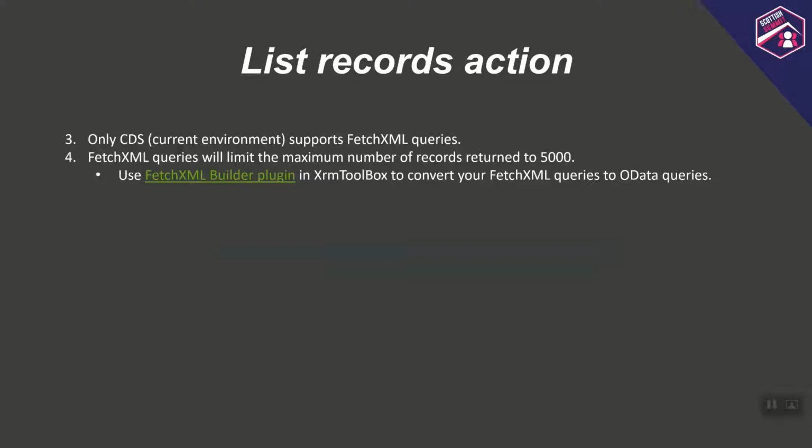Compared to the 100,000 record limit in OData, 5,000 is a very low number. You can get around this by converting FetchXML queries into OData queries. I use the FetchXML Builder plugin in XrmToolBox. It's an awesome plugin. You can use that to convert your FetchXML queries into OData queries. You can also build complex queries in this plugin.